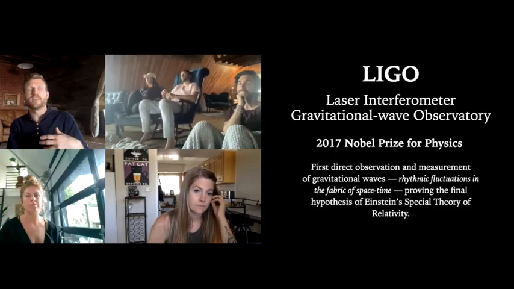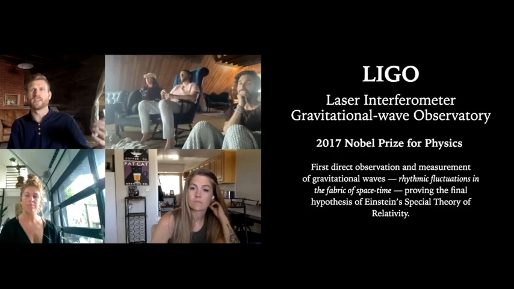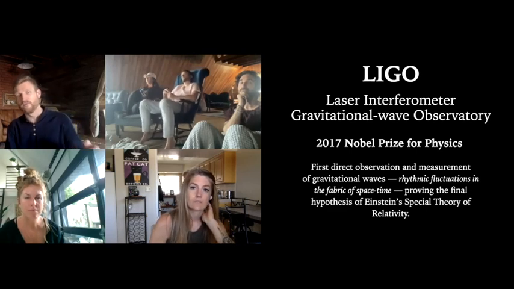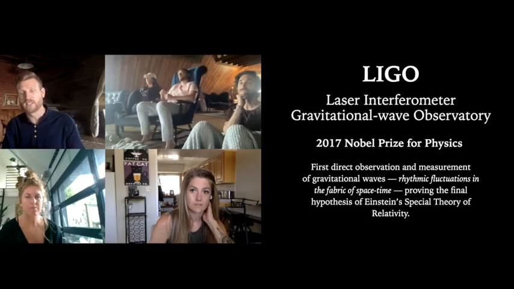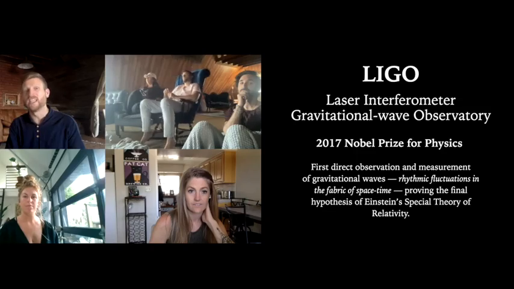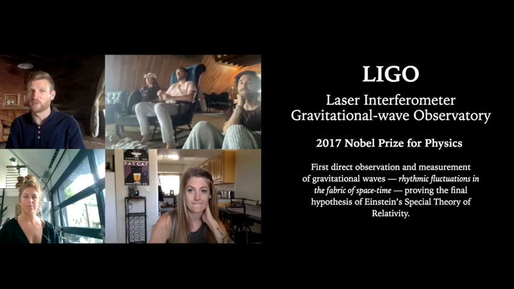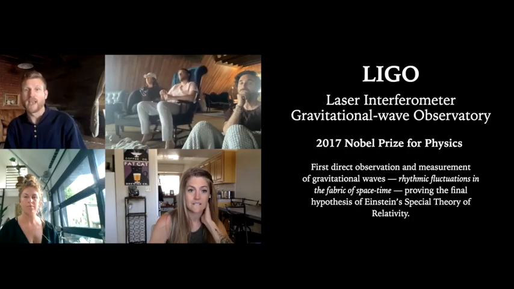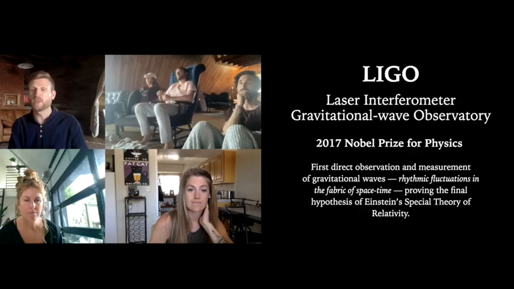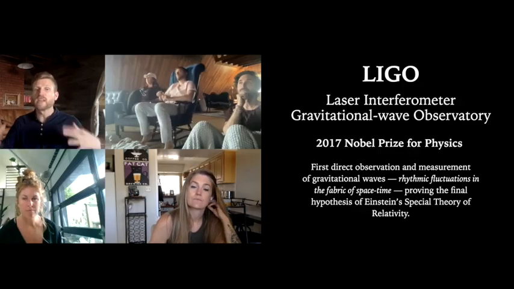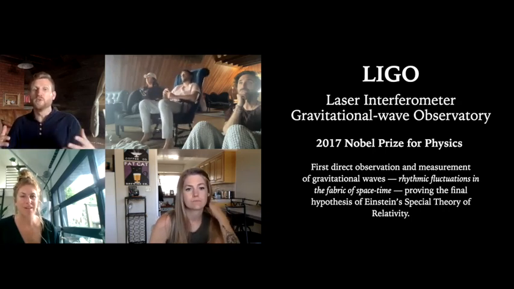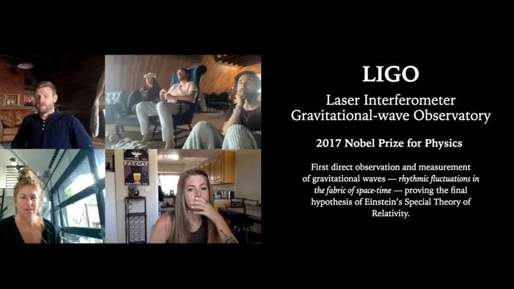And if we're seeing geometry encoded into the cosmos, then what's happening out there? What's creating that? So in 2017, the Nobel Prize for Physics was awarded to a group from Caltech who did an experiment with LIGO, which is short for Laser Interferometer Gravitational Wave Observatory. They made the first direct observation and measurement of gravitational waves, which are rhythmic fluctuations in the fabric of space-time itself, which proved the final hypothesis of Einstein's theory of relativity.